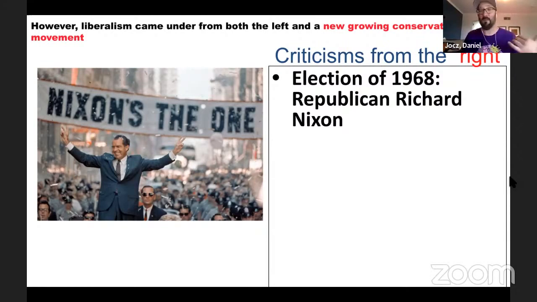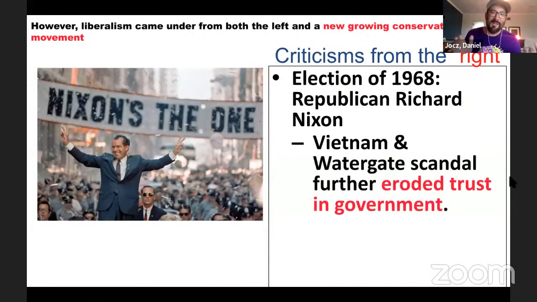He is a Republican. He's a hardcore anti-communist guy, but he's really not the kind of new conservative movement, at least not to the extent that we're going to see in 1980. And the other thing about Nixon is, he's a complicated figure. He's the guy who's going to escalate the war in Vietnam, but also get us out of the war in Vietnam. He's the guy who establishes the EPA, but also has policies that are more conservative. And unfortunately for Nixon, Vietnam and eventually Watergate, the scandal of his involvement in the Democratic break-in, further undermined his administration and eroded trust in government.